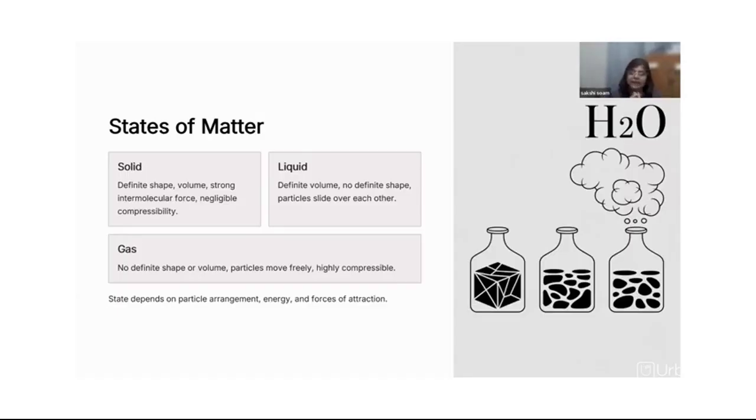Gas does not have a definite shape, and it does not even have a definite volume. The particles are moving freely in the atmosphere and it is highly compressible. Like in a cylinder, there is some gas, like LPG, and we can compress it and fit it into the cylinder. So gases are compressible. These are the properties of the states of matter.